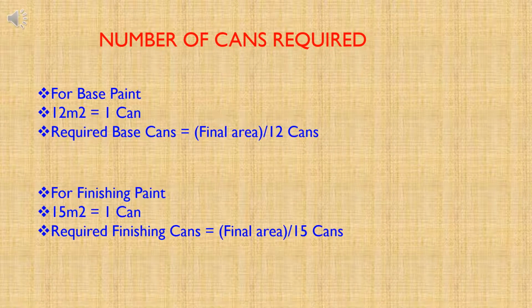Now let's find the number of cans required to paint. So for base paint, one can of base paint can paint up to 12 square meters. So what amount of cans will we require? So required base cans is equal to the final area divided by 12. So we will get the required cans for base paint. And similarly for finishing paint, one can of finishing paint can paint up to 15 square meters. So required finishing cans will be the final area divided by 15.